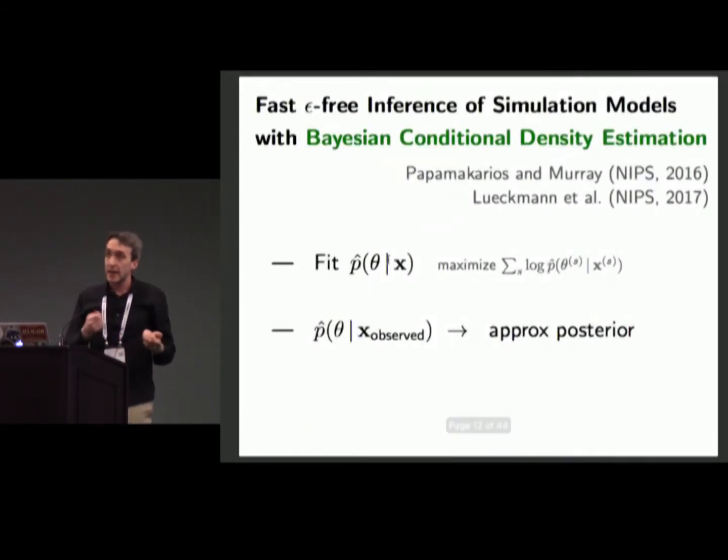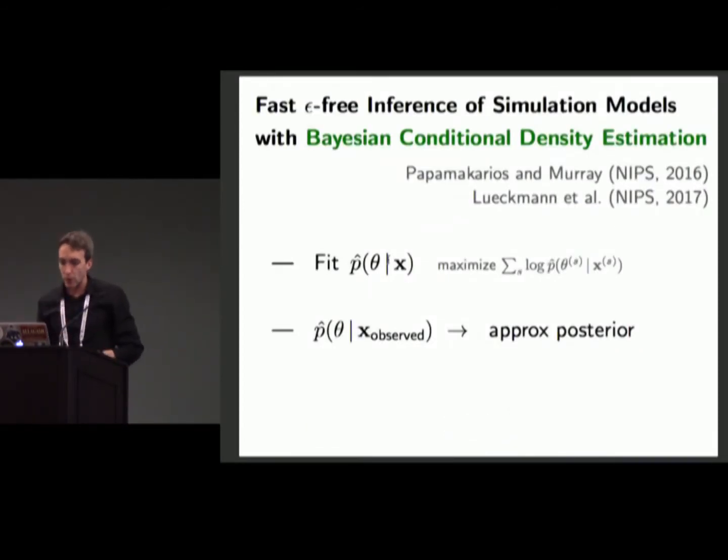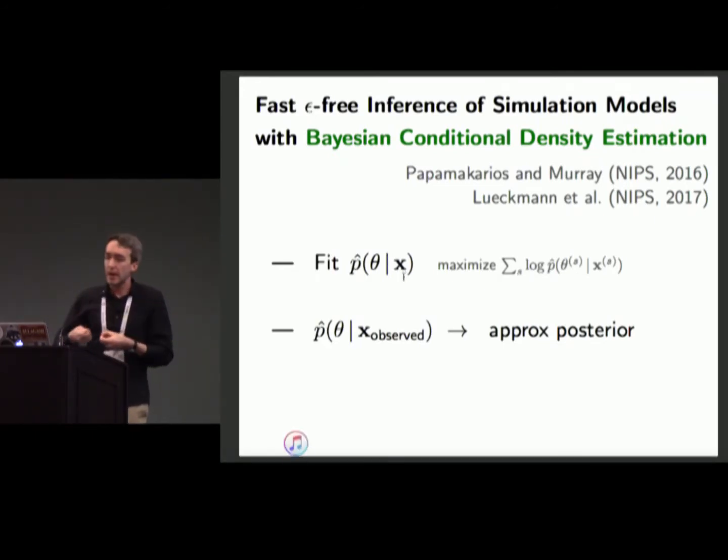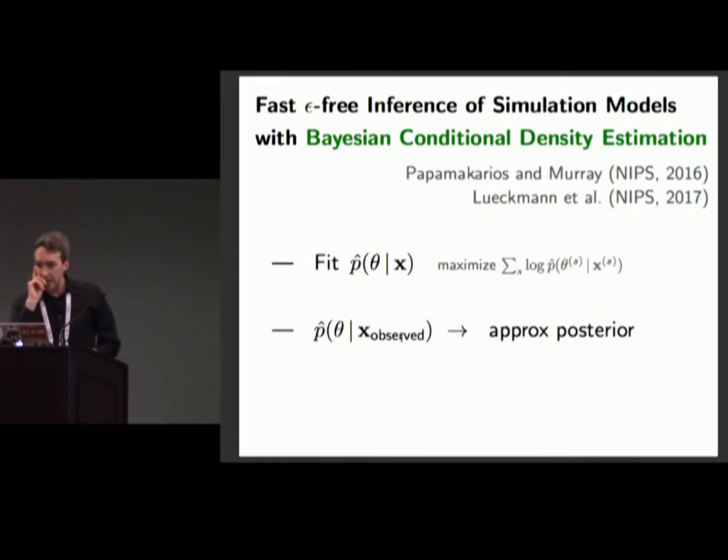Okay, so what we did in our NIPS paper was we trained this model so that for any data set, it will tell you what to believe. And then you just throw in your observed data and it tells you what to believe for that data. So there's no variational inference, there's no Monte Carlo methods, it's just this machine that directly tells you what to think.